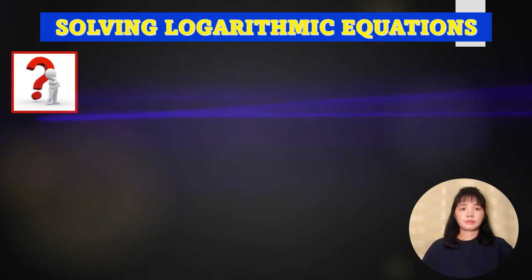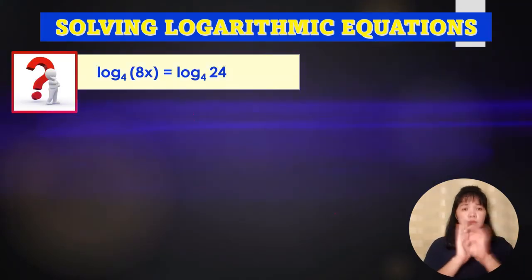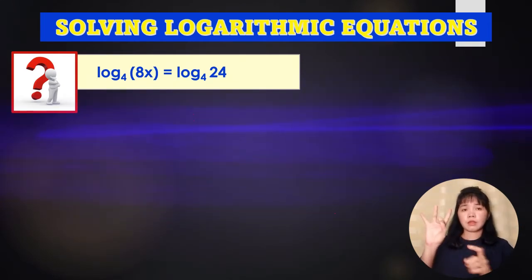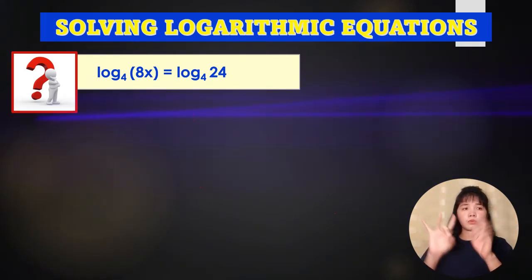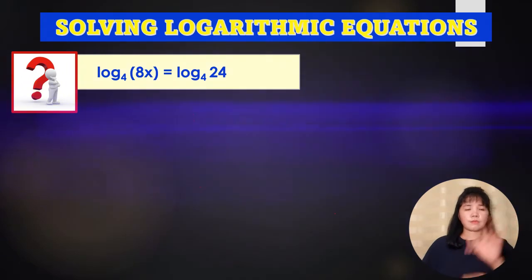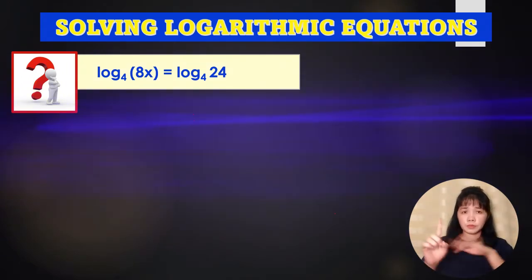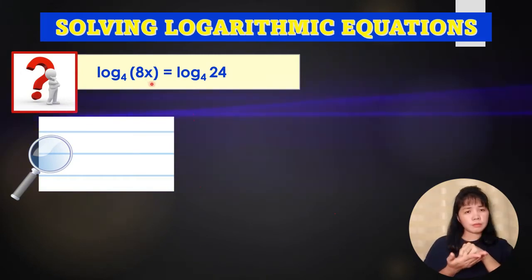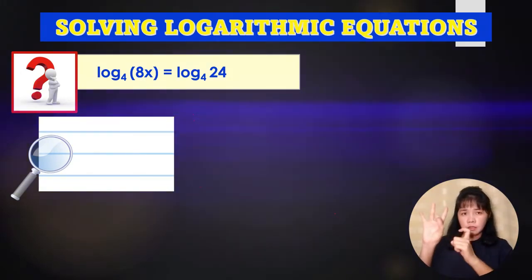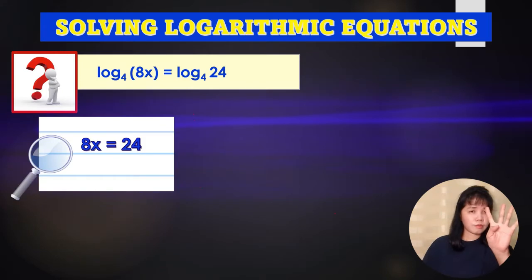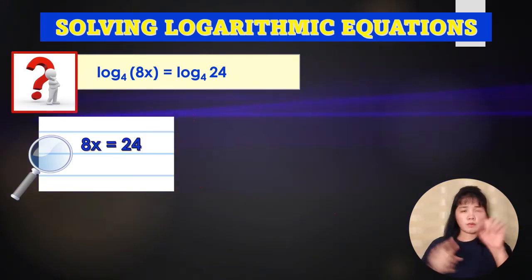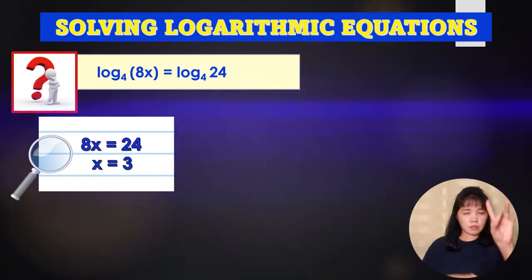Let's have our first example. So let's solve for the logarithm of quantity 8x to the base 4 equals the logarithm of 24 to the base 4. As you can see, we have the same bases. So all we need to do is to copy 8x and 24. So 8x is equal to 24. Dividing both sides by 8, x is equal to 3.